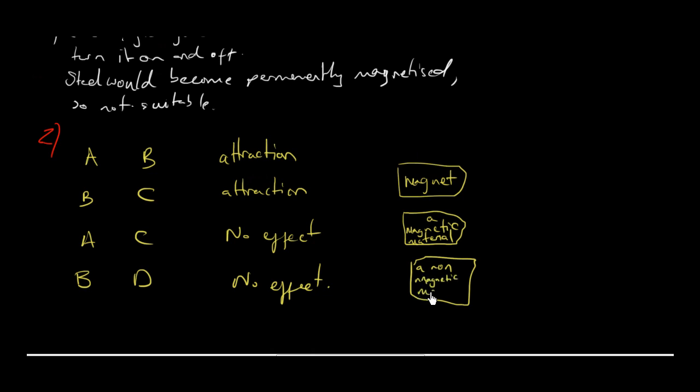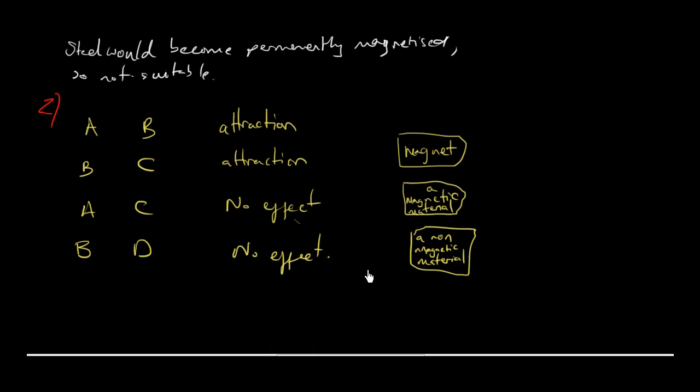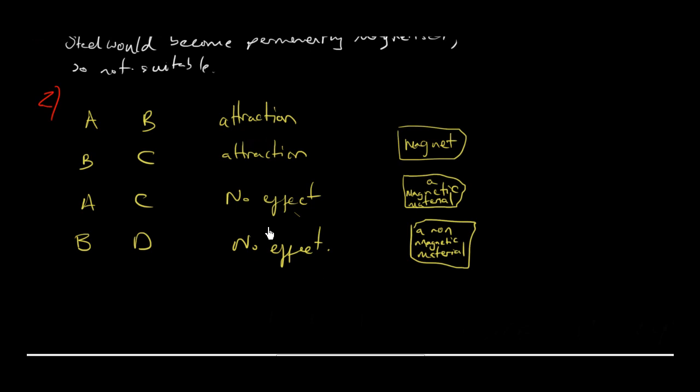Magnetic material. Okay, so these four, A, B, C, and D, are either a magnetic material or a non-magnetic material, and we have to decide what they are. So let's think this through.